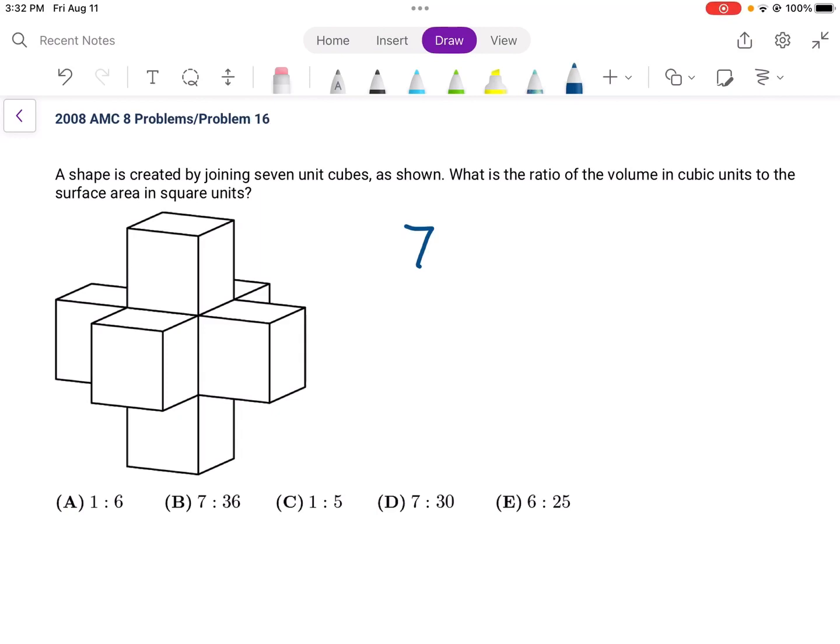So for the 6 cubes, the surfaces that can be seen for each of the cubes is 5. So the surface area will be 6 multiplied by 5 equals 30 square units. Therefore, their ratio should be 7 to 30. The answer is D.